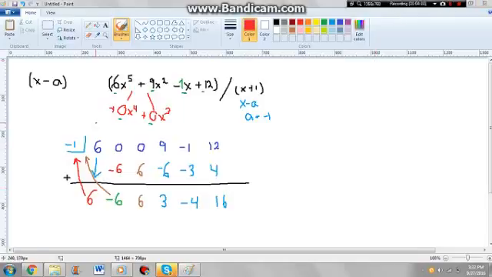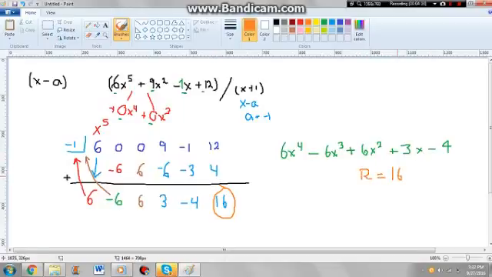Now here's the catch. This polynomial is going to be one degree less than the original. The original was to the 5th degree, so this is going to be to the 4th degree. So we're going to have 6x to the 4th plus 6x to the 3rd plus 6x to the 2nd plus 15x plus 14. And finally, this number all alone is our remainder. And that's how you factor a polynomial using synthetic division.